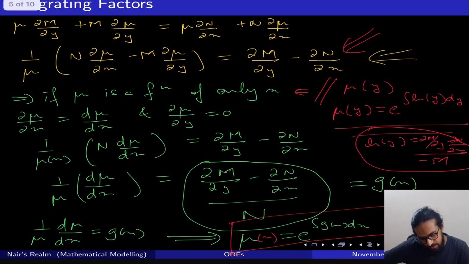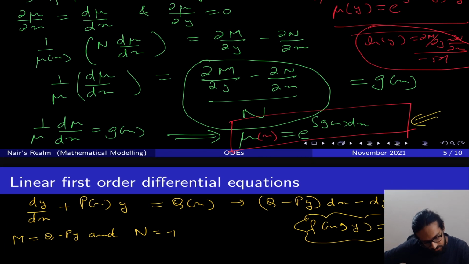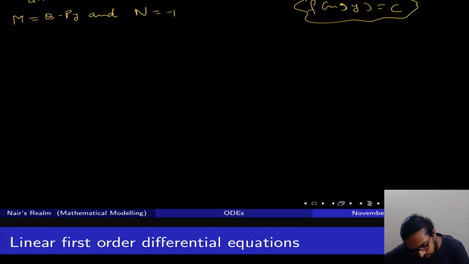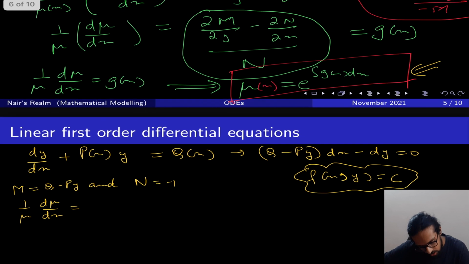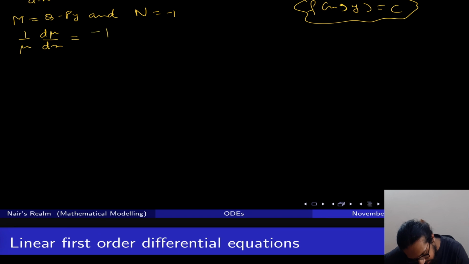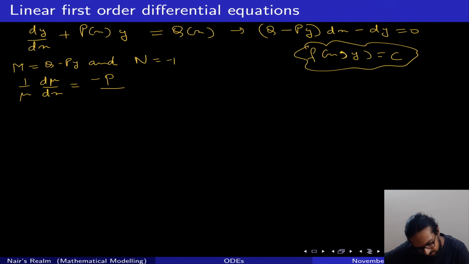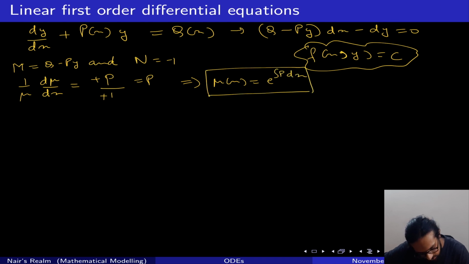So the way to do that is I'm going to use this assumption that it's purely a function of x. So I'm going to do 1 by mu, dou mu by dou x is equal to dou m by dou y, which is simply minus p, minus dou n by dou x, which is 0, divided by n, which is minus 1. So that's nothing but p. So from here I can see that mu of x is actually e power integral p dx. This is the integrating factor.